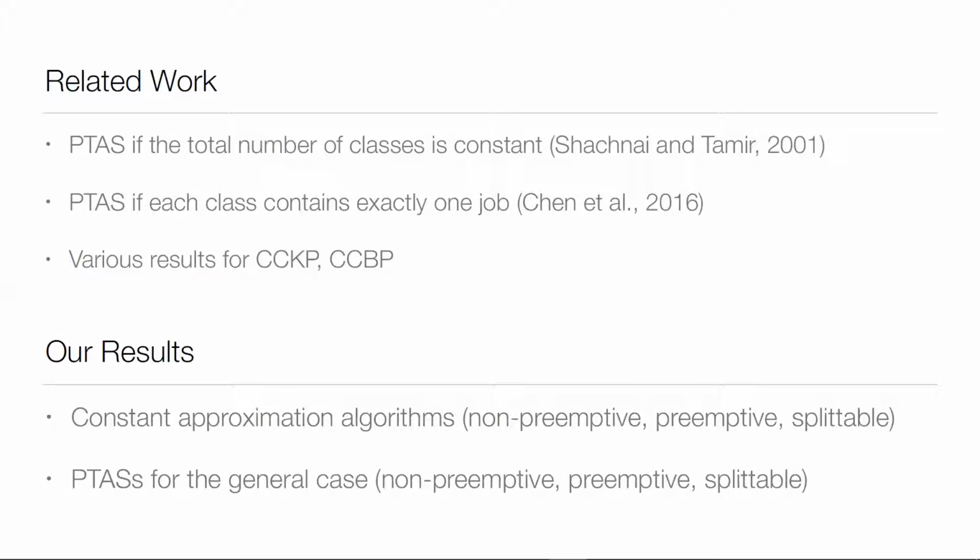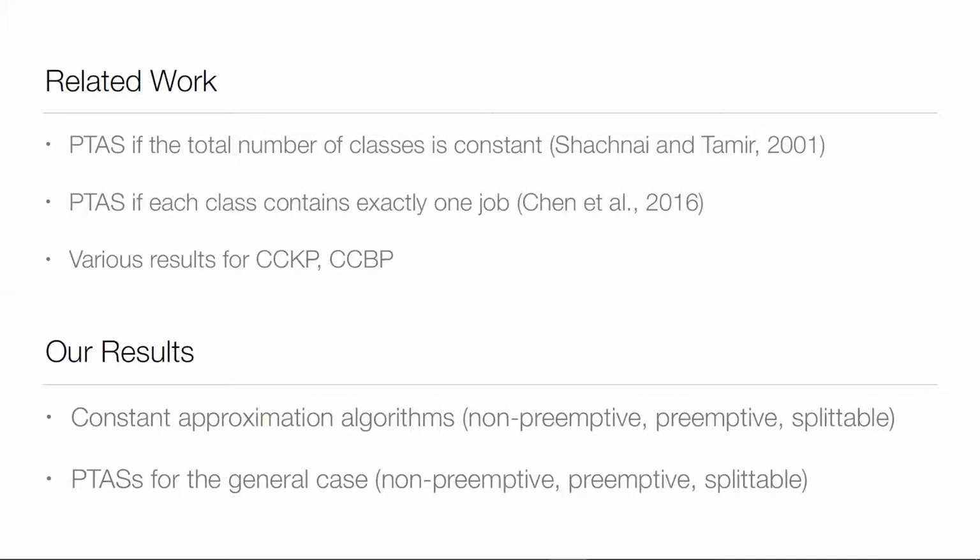Our results are twofold. On the one side, we have constant approximation algorithms, which are simple and efficient, and they work for the non-preemptive case, the preemptive one, and the splittable one. In the non-preemptive case, you have to place the jobs as a whole, as we did in our example before. In the preemptive case, you are allowed to schedule a job on a machine, stop it, and then proceed on another machine some time later. But here it is not allowed that job pieces belonging to the same job are scheduled in parallel. In the splittable case, however, you can just cut the jobs arbitrarily and place them wherever you want to.